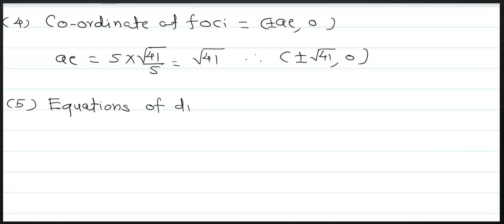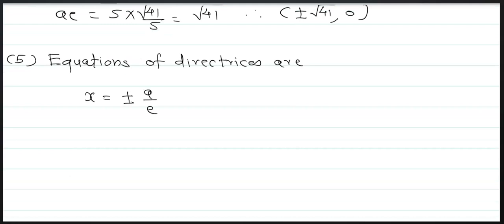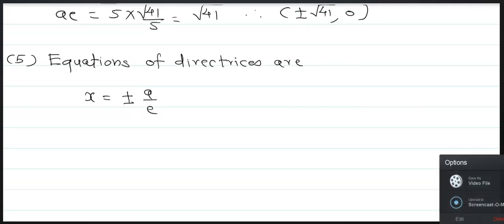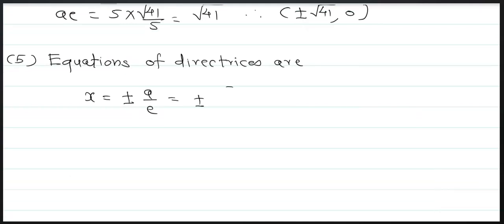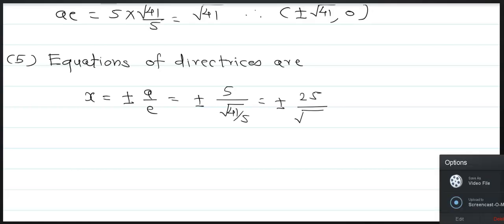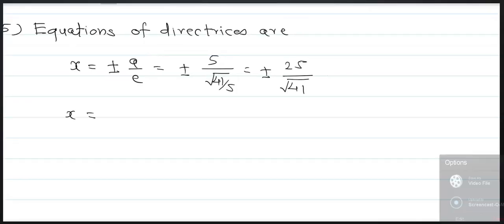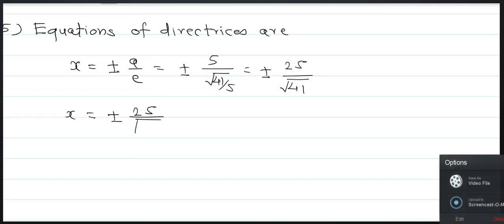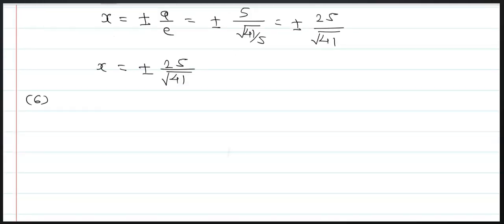Fifth, equations of directrix are x is equal to plus or minus a upon e. That is plus or minus 5 upon root of 41 upon 5, that is plus or minus 25 upon root of 41. Therefore, x is equal to plus or minus 25 upon root of 41.